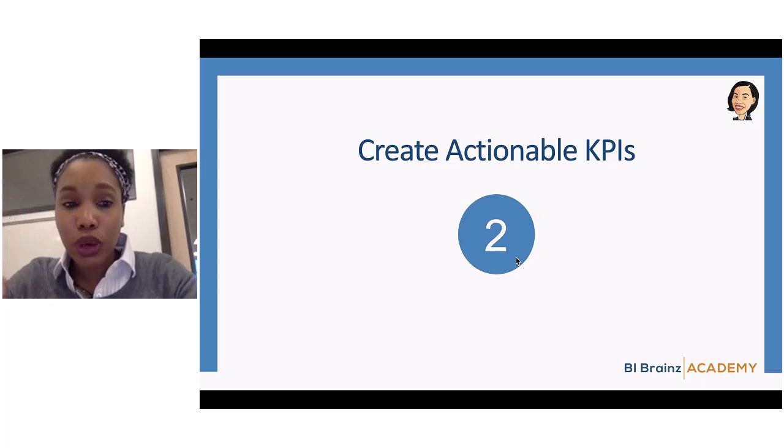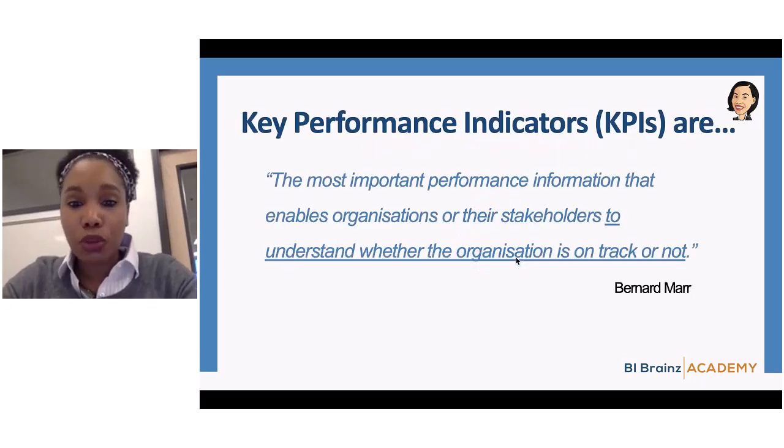So I'm going to show you guys a little trick that people like. It's a method that I created myself that's very simple. And you don't just do it on KPIs. You could do it on goals. You could do it on trends. I'm going to show you guys a bit of a trick you're going to like. But first of all, because I always have people who ask me what KPIs are, let me use this definition by Bernard Marr. So what is a KPI? A KPI is the most important performance information that enables organizations or their stakeholders to understand whether the org is on track or not. Okay, so I wanted to define it because I do have one person that's always going, Mico, what's a KPI?